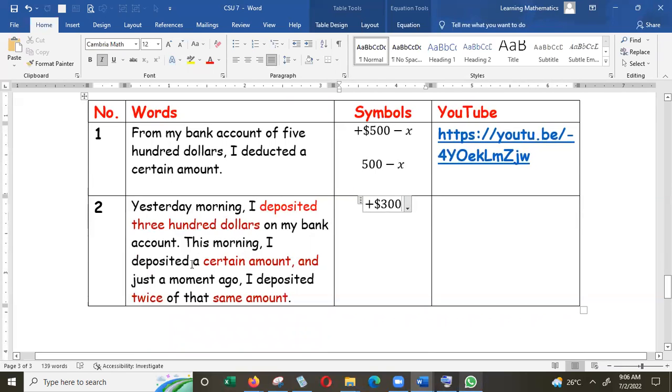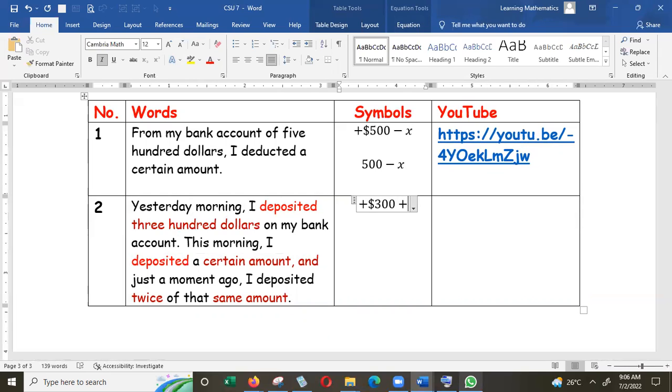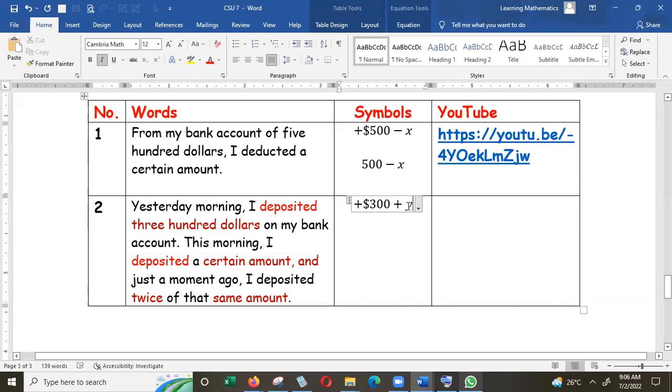This morning I deposited a certain amount. Okay, so then deposited, now we know it's the plus sign, a certain amount. When you do not know a certain value, you represent it by the letter X, commonly used. Okay, any other letter can be used, but it's very common to use X. I could have used Y there to represent a certain amount, just to differentiate that amount that is different from this amount. So I could have put Y. Okay, so this is the translation for deposited a certain amount. And here's the symbol for and.